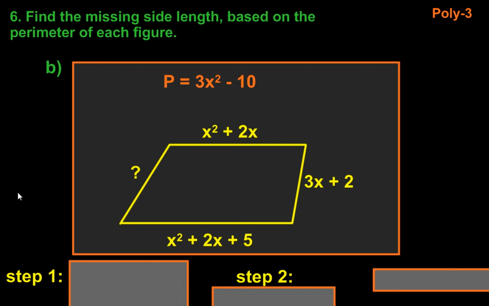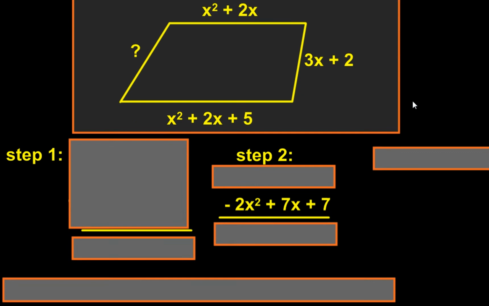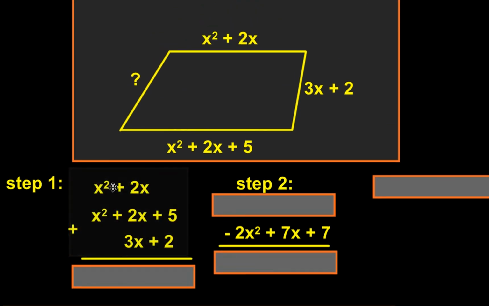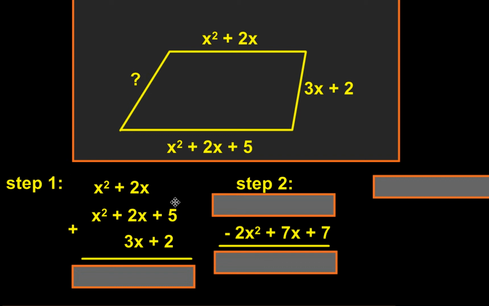Lastly, we'll take a look at question number 6b. Find the missing side length based on the perimeter of each figure. So I have 3 sides, and I have the perimeter of the total. So for step number 1, I want to add up those 3 sides. So I line them up so that the like terms are stacked above each other. And then I go ahead and add them. And that gives me 2x squared plus 7x plus 7.